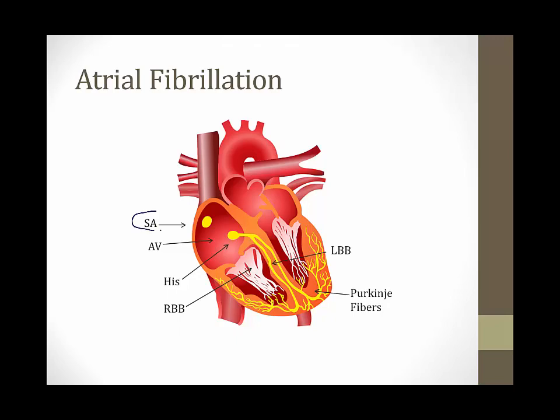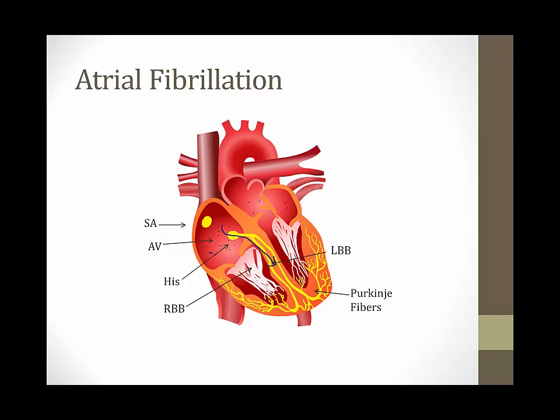So normally the SA node is the pacemaker of the heart, and it generates regular electrical complexes that travel to the AV node and down the bundle branches and into the Purkinje fibers. What happens in atrial fibrillation is that small segments of depolarization occur all over the atria. So in other words, you have depolarization occurring irregularly in hundreds and hundreds of places throughout both the right and left atria. Some of those depolarizations will reach the AV node and generate a QRS complex.